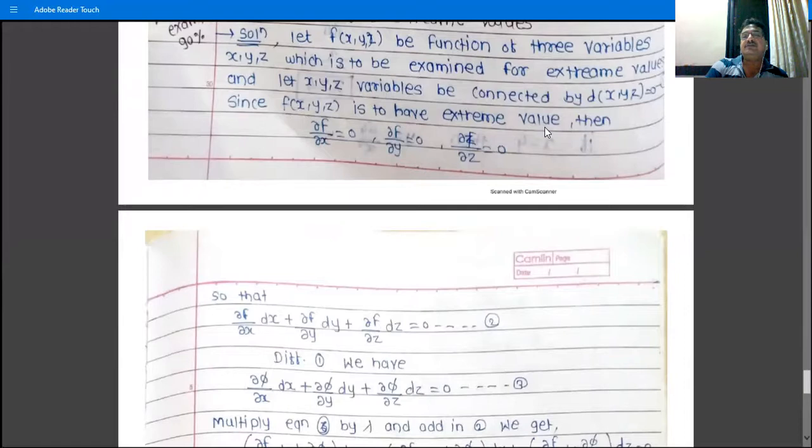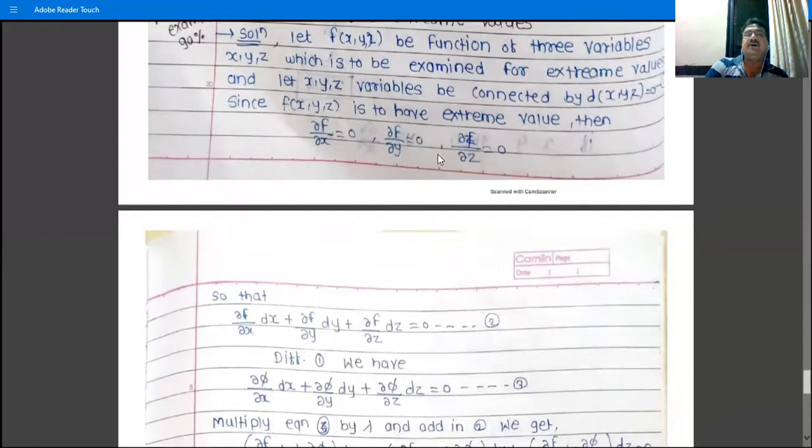Since f(x, y, z) is to have an extreme value, how can we find the extreme value of the function? Any function, whether single variable, two variable, or three variable, consider the first order partial derivatives equal to 0. Here f is a function of x, y, z, so consider ∂f/∂x equal to 0, ∂f/∂y equal to 0, ∂f/∂z equal to 0. This is the necessary condition in order to find the extreme values of the function. After solving these equations, we have the critical points, the stationary points.